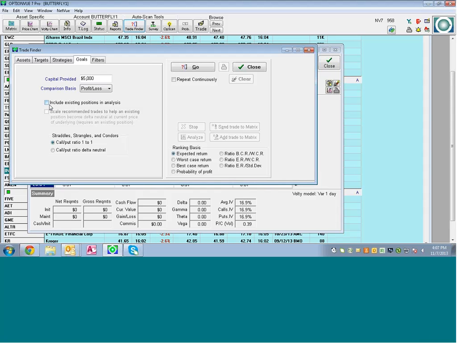Again, OptionVue's TradeFinder, unlike anything else that's in the marketplace, either in a brokerage platform or anywhere else, can include an existing position in your analysis. So if you've got a covered call, or if you've got an existing credit spread or a debit spread and you want that to be included in TradeFinder's capabilities of coming up with new positions, it can do that. We don't have an existing position right now, but it can certainly include that.